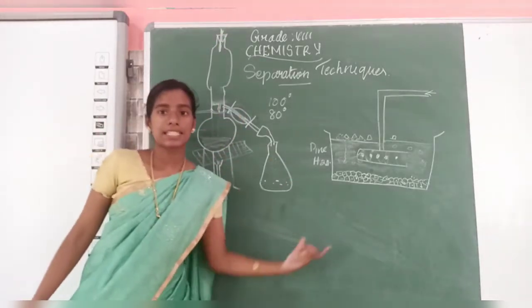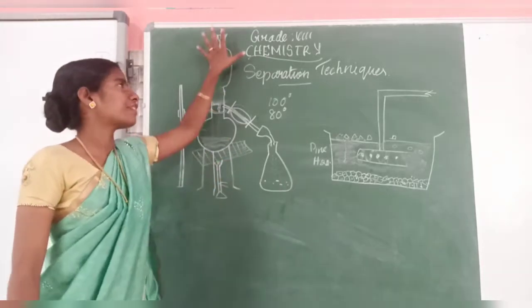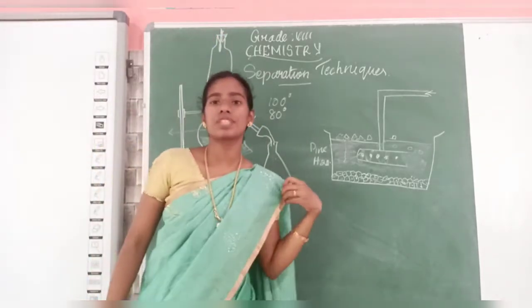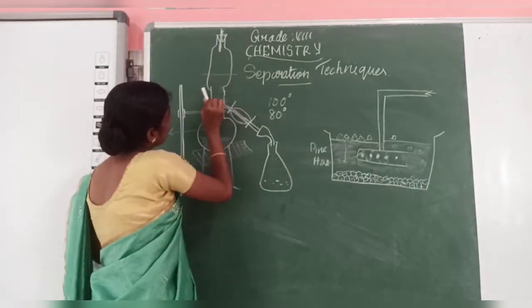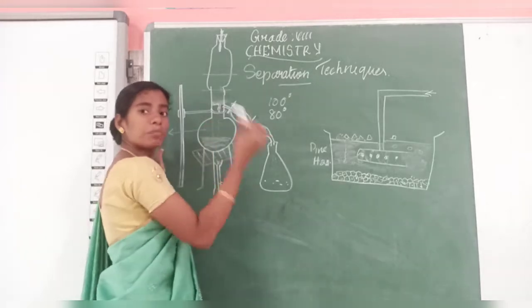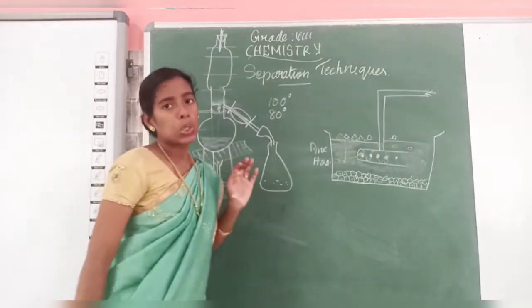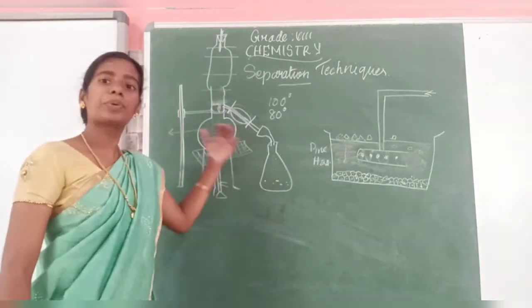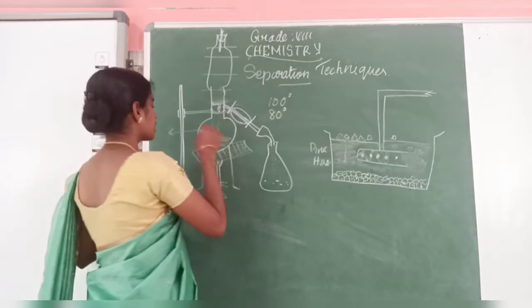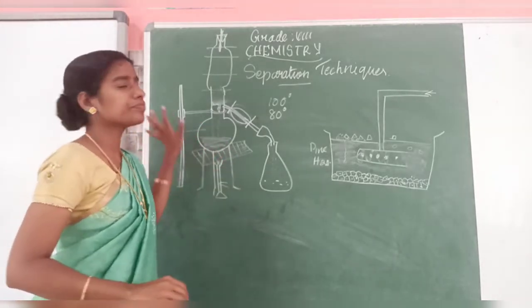Like distillation, but in addition to distillation, you will be having a fractional column. What is the function of this fractional column? In this column, the lower portion will be having a higher boiling point, and the upper portion will be having a lower boiling point. Then the procedure is the same as that. You have to take the liquids here, then apply heat using a Bunsen burner.